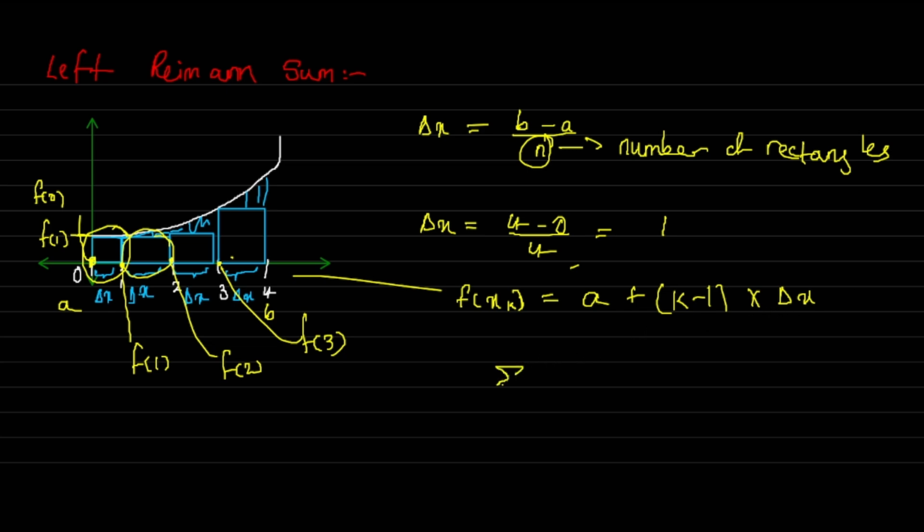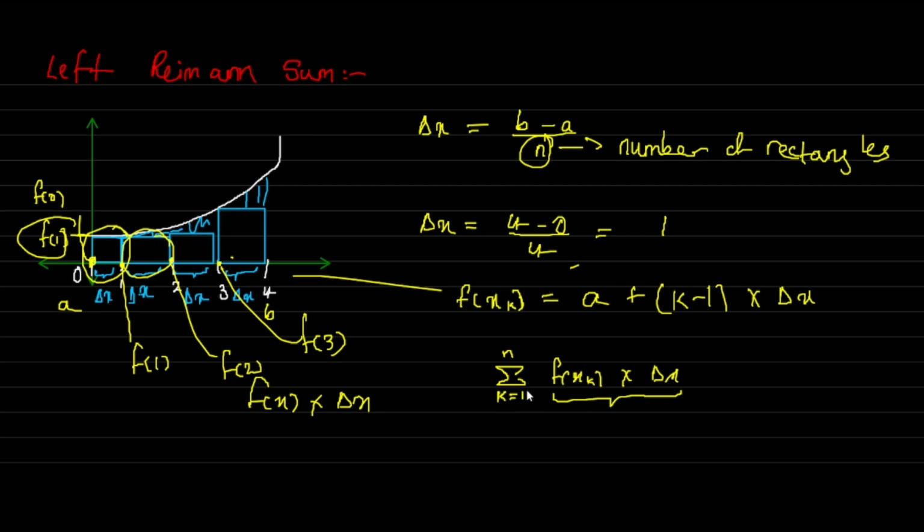Let's look at the formula for the Riemann sum. It was the sum from k equals 1 till n, ignore the n, of f of xk times delta x. This part is kind of self-explanatory. This is basically the height of the function times the width, so f of x times delta x will give me the area of one rectangle, right?